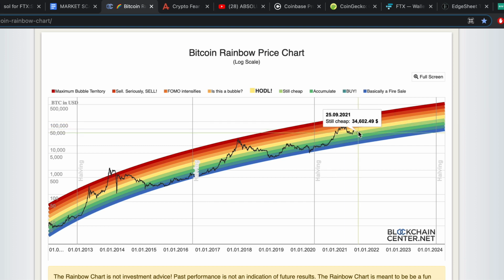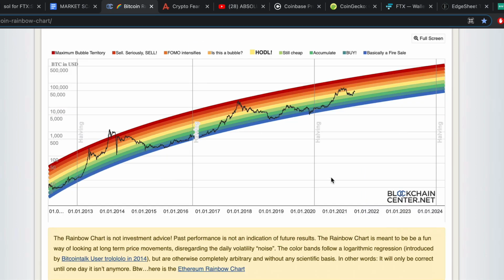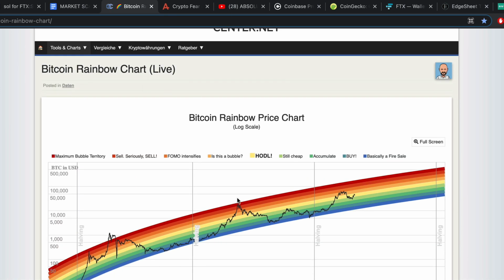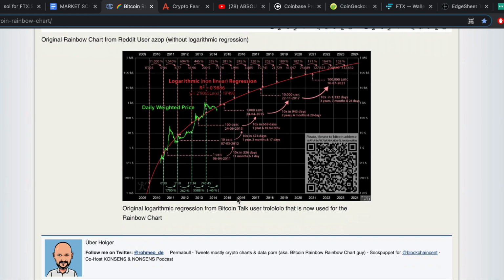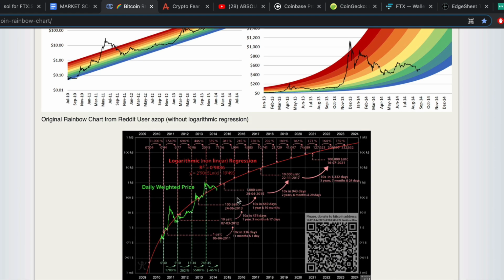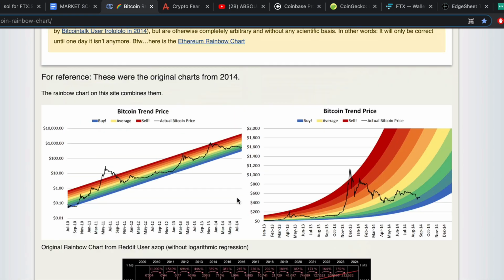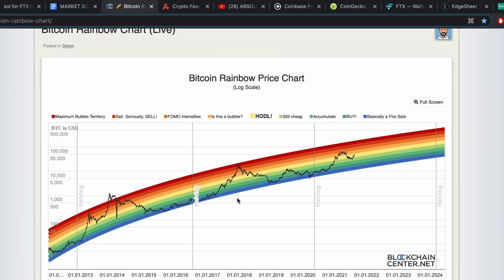I would love for it to come back down into the still cheap zone, but I don't know if we're going to get that. We'll have to look at the actual price in order to figure that out. But I do like this blockchaincenter.net. Just rainbow chart. You can just Google the rainbow chart, and you'll see what this is.